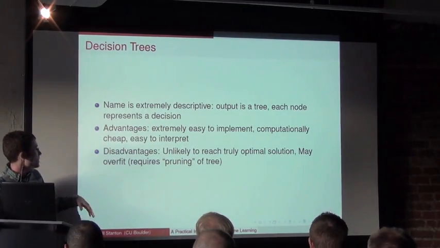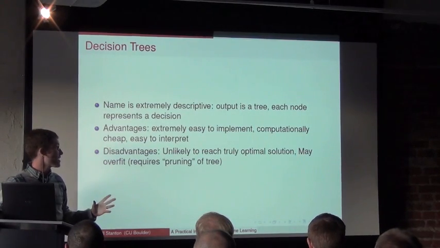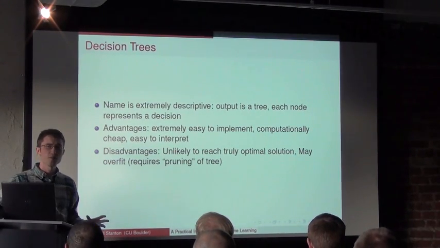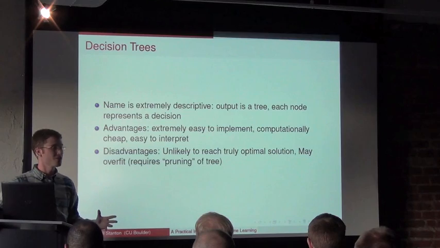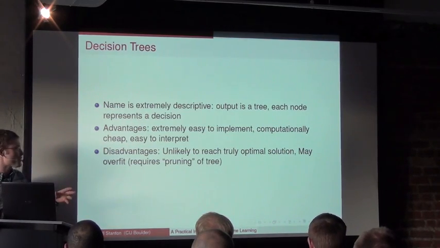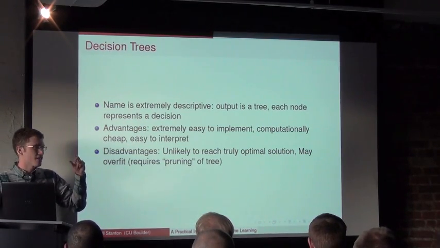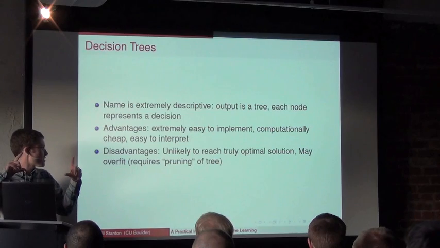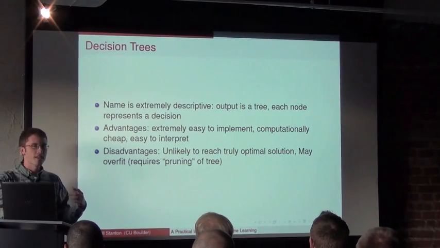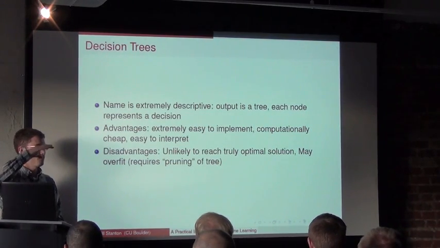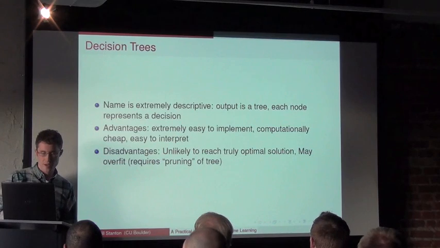Right? It's extremely easy to implement, easy to understand, and it's easy to interpret, which is maybe even the most important in the business world. And the disadvantages are that it's somewhat unlikely to get a truly optimal solution. And it can also overfit if the tree grows too long. Okay, so we'll kind of see why all that stuff happens.